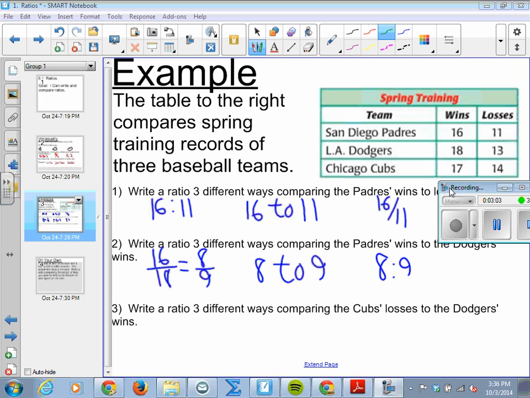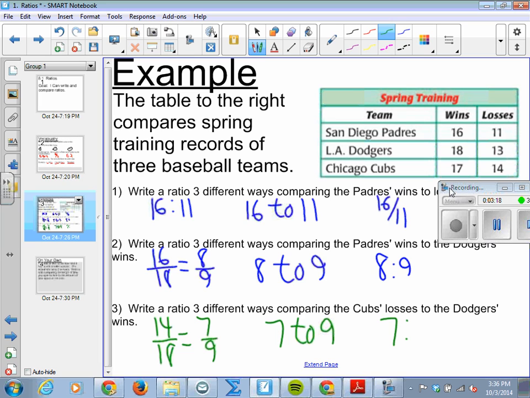And finally, we're going to compare Cubs losses to Dodgers wins. So the Cubs lost 14. The Dodgers won 18. So we have 14 over 18, lowest terms, 7 to 9. Use the word to or the colon.